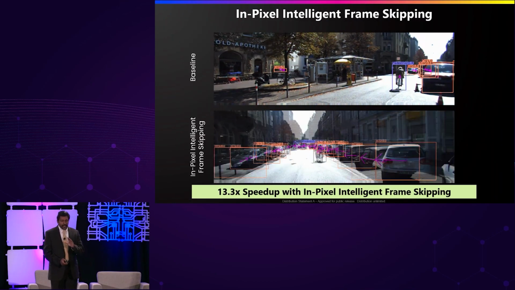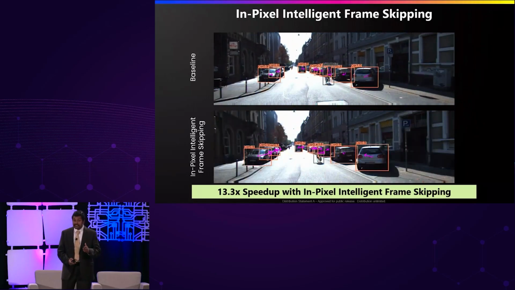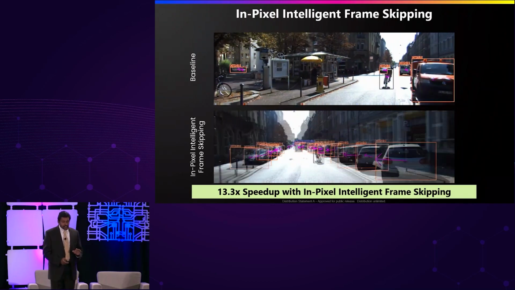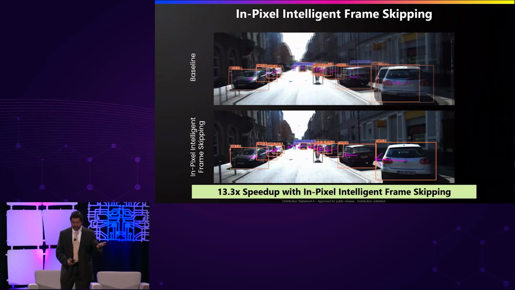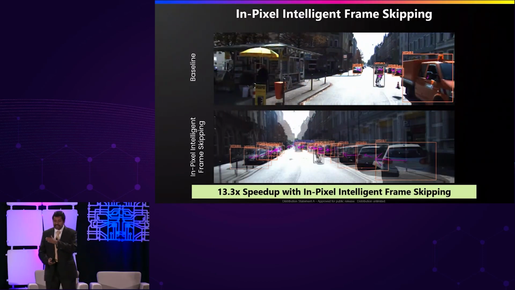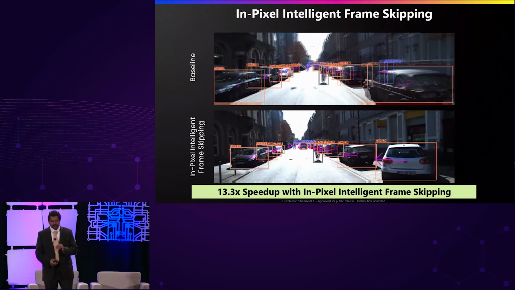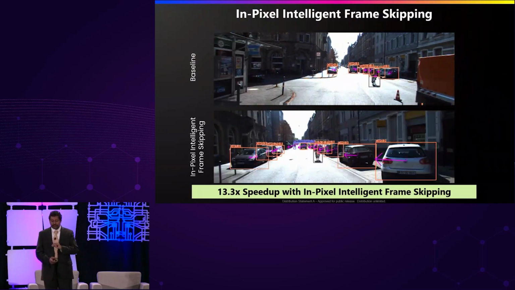And in this final video, we implemented the intelligent frame skipping on the CenterTrack algorithm. So the top video is the baseline. Again, this is a complex city scenario where several vehicles are parked, bikers are on the road, and there are regions where lighting is dark. The bottom video demonstrates after frame skipping is implemented, and we can do a 13.3 times speed up when frame skipping is implemented intelligently.